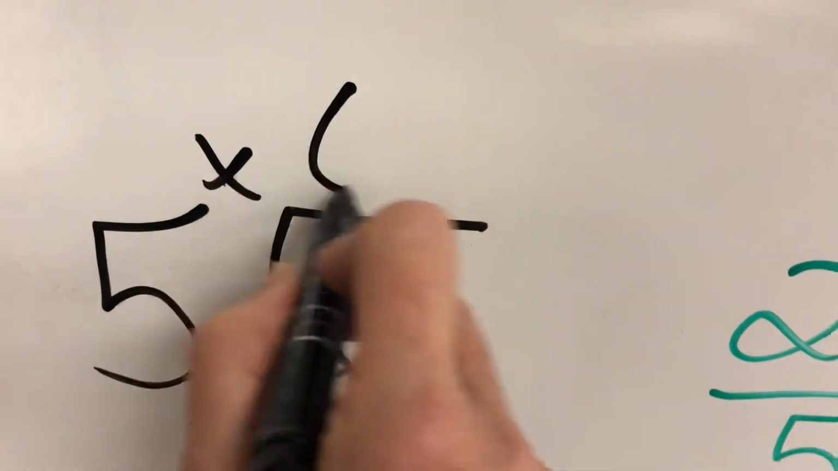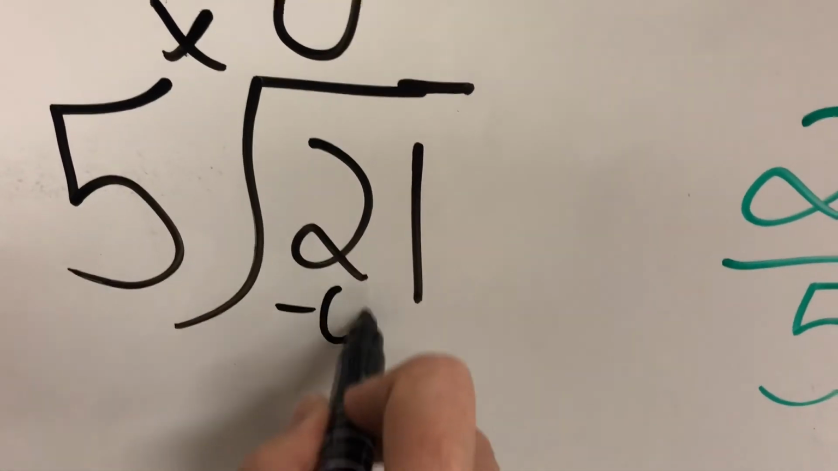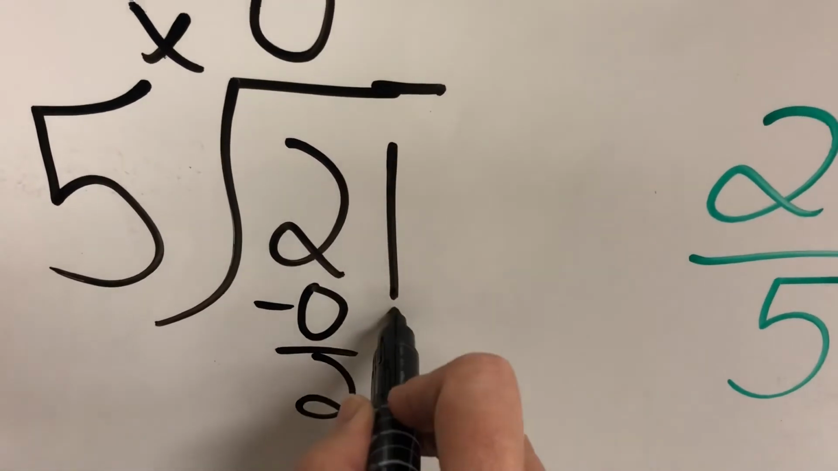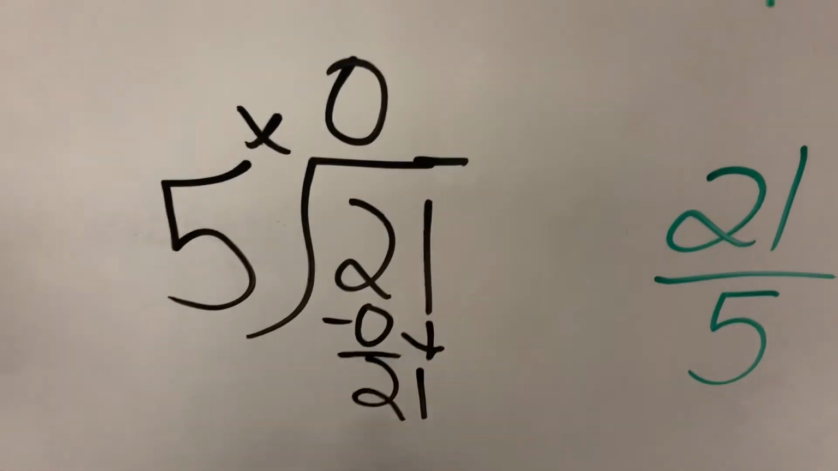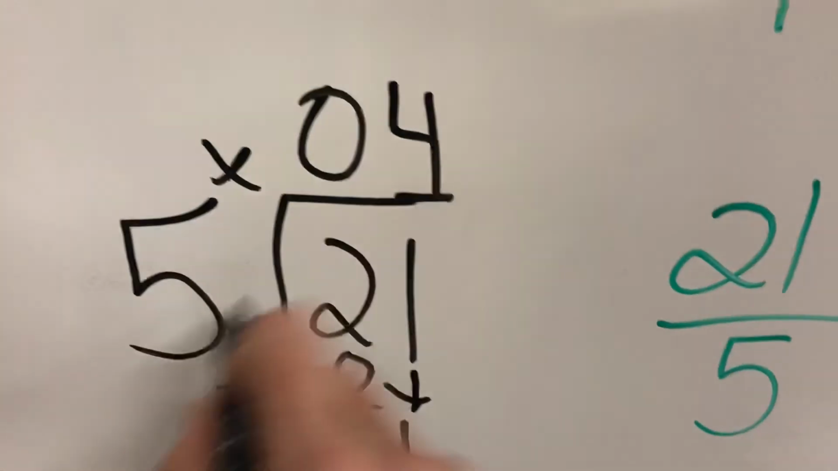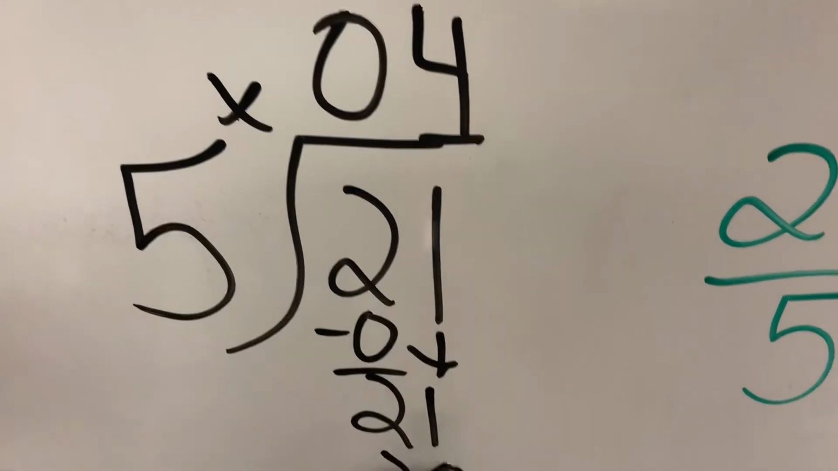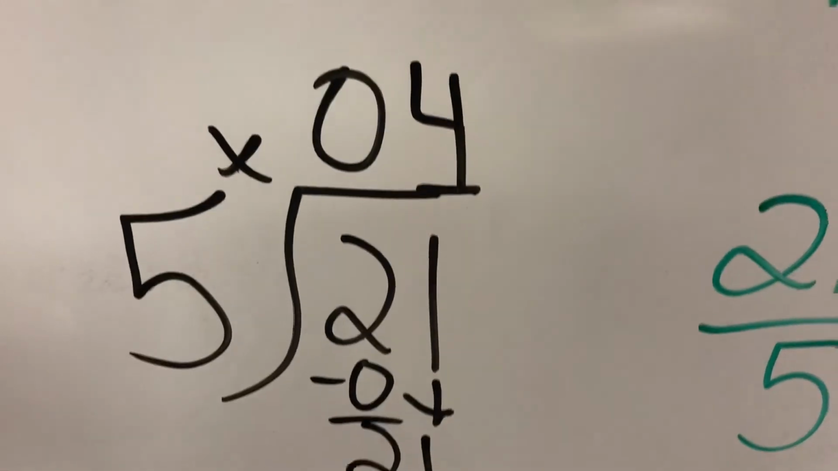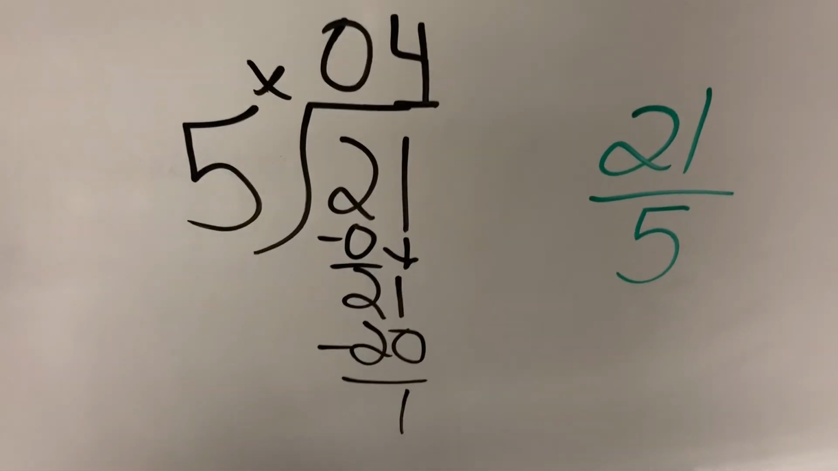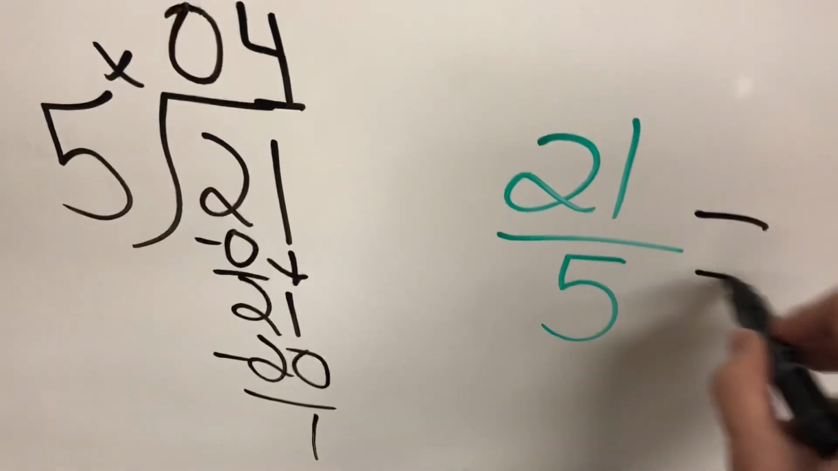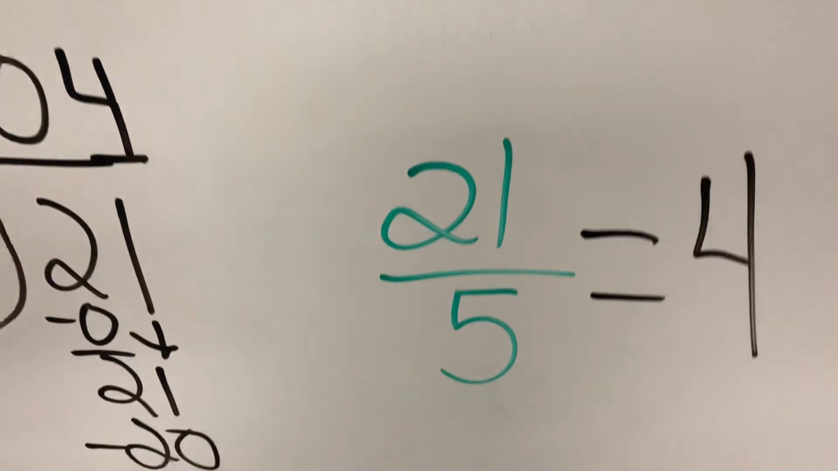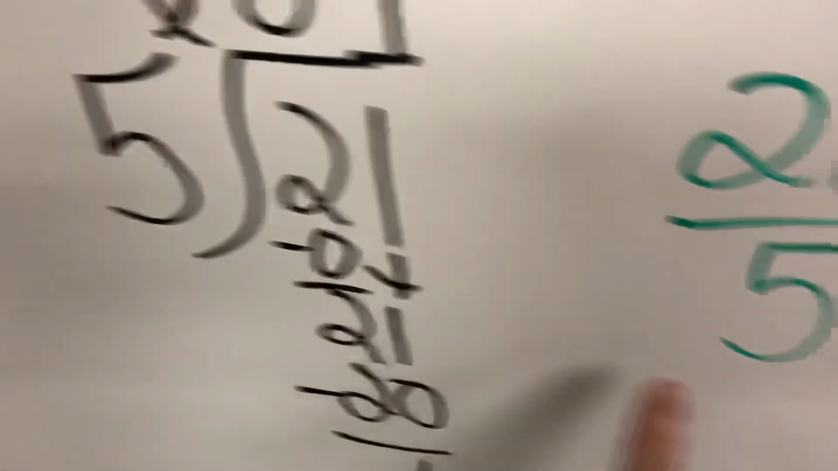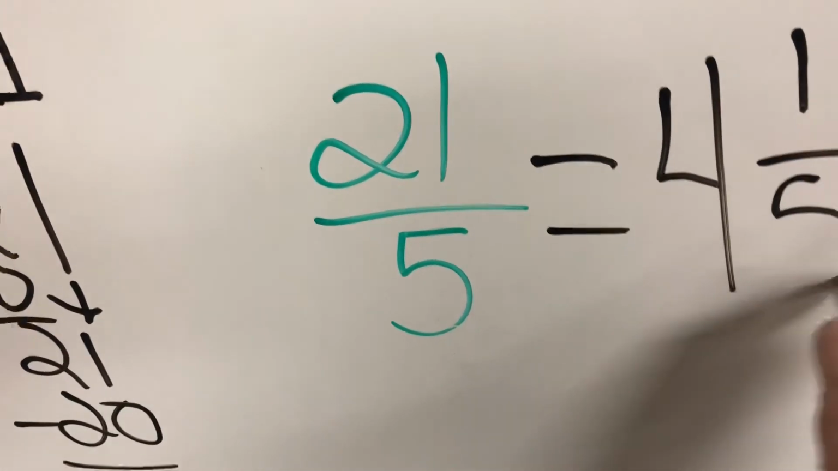5 times what gets me to 2? 0. 5 times 0 is 0. 2 minus 0 is 2. Bring down my 1. 5 times what gets me close to that 21? 4. 5 times 4 is 20. My remainder is 1. So my mixed number, I'm going to say 21/5 equals 4. That's my whole number. My new numerator is 1, and I remain with my 5 as my denominator.